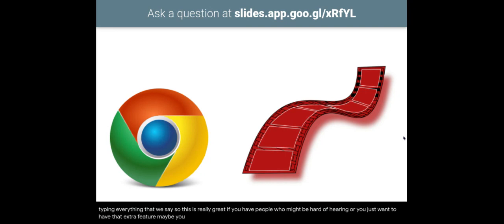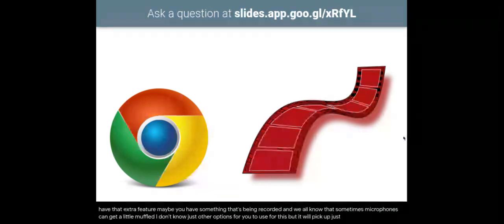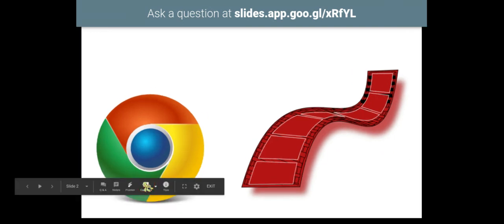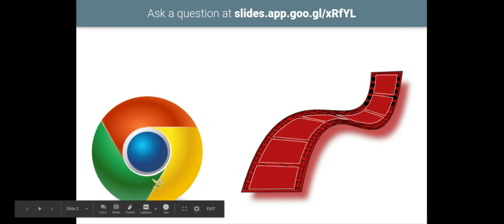Maybe you have something that's being recorded, and we all know that sometimes microphones can get a little muffled. Just other options for you to use, but it will pick up just about any voice in the room. So not just yours as you're presenting, but it will also pick up questions and other things that come up. So it's a really great tool for people to be able to see the words as well. Again, I just click on that to turn it off.